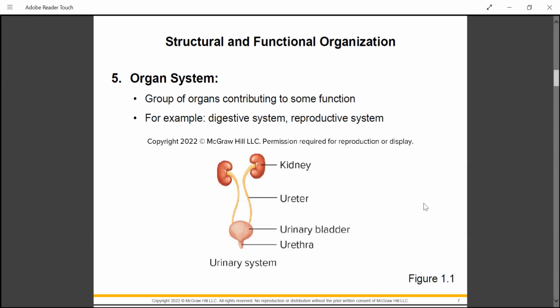Some other examples would be our digestive system. You have your reproductive system. You have your nervous system. There's a multitude of different systems, and we'll highlight those a little bit further on in this lecture.